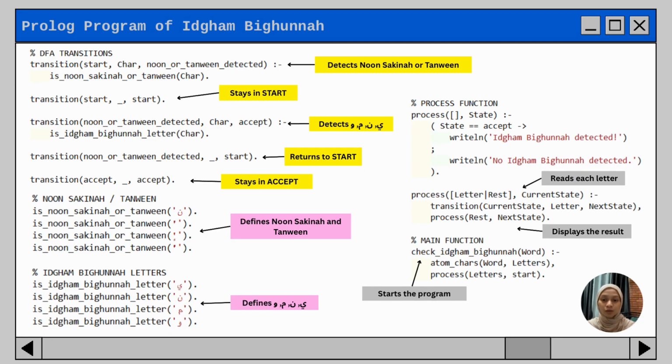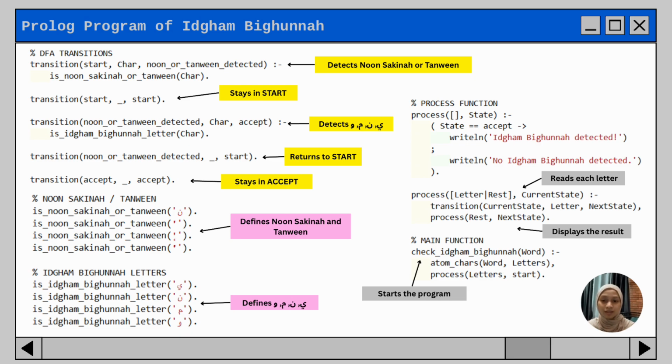This is my Prolog implementation of the DFA to detect idgham bigunnah. This transition checks whether the current character is a nun sakinah or tanween. If found, the DFA moves to the nun or tanween detected state. If the character is not a nun sakinah or tanween, the DFA remains in the start state. This transition checks whether the next letter is ya, waw, mim, or nun. If it matches, the DFA moves to the accept state.